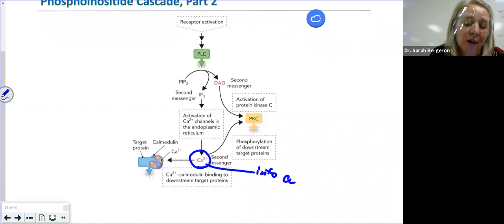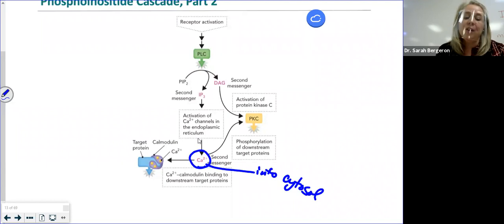Into cytosol. Now that you have free calcium, the calcium will complex with what's called calmodulin, and calmodulin and calcium will bind to your target protein, which then induces some downstream effect, right? But at the same time, this calcium can also act to activate PKC. So do you see how much more amplification you're getting?